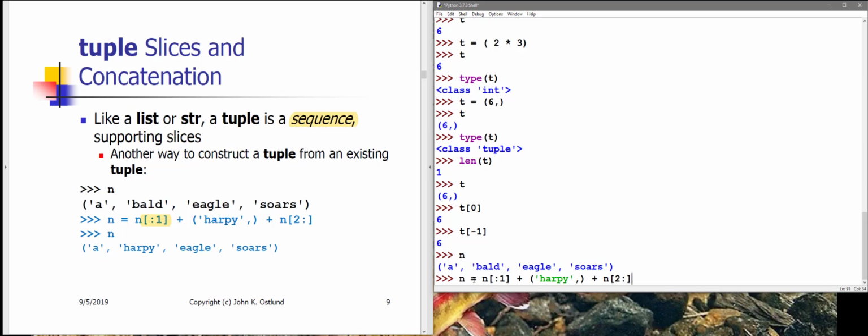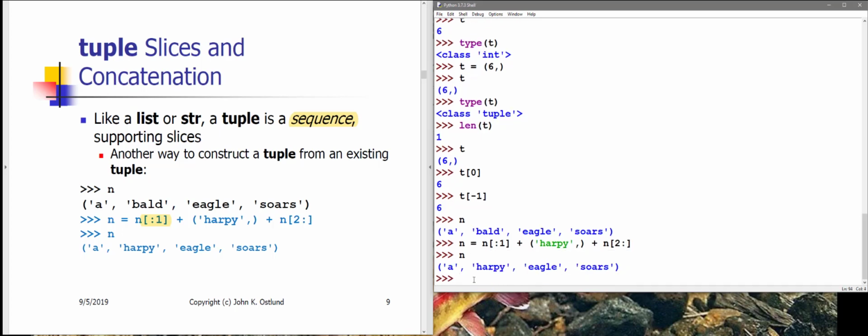All right, so here's yet another way of, quote, modifying, unquote, my tuple. N now refers to the tuple containing "a harpy eagle soars". And the original, well, the previous tuple that N referred to, "a bald eagle soars", has now lost its reference, and so that memory can be reclaimed for other use.